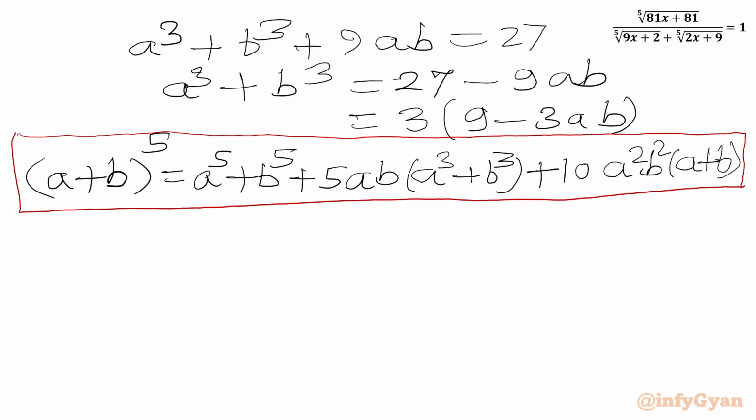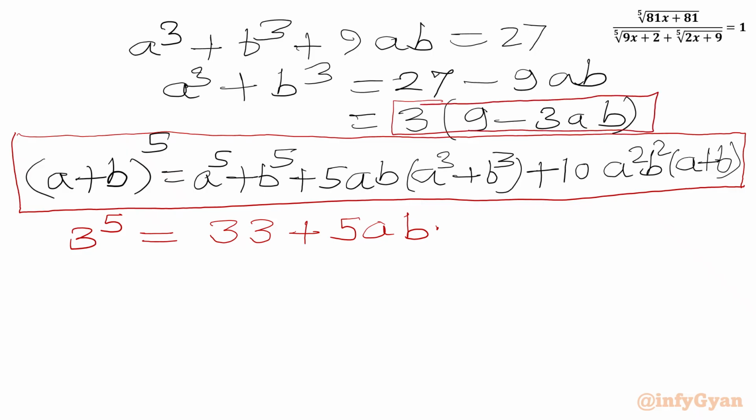Here it is. Now we will put a plus b equal to 3. So LHS will become 3 power 5 equal to a power 5 plus b power 5. Equation number 2, we will write 33 plus 5ab times a cube plus b cube, which is written here as 3 times in the bracket 9 minus 3ab. So we will write 3 times 9 minus 3ab. Then we have a plus b, this value equal to 3, so we can write 10 times 3, 30, a square b square.